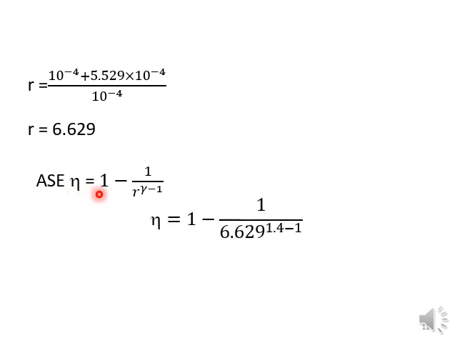Efficiency is equal to 1 minus 1 divided by r power gamma minus 1. So efficiency is equal to 1 minus 1 divided by 6.629 whole power 1.4 minus 1, which is 0.4. So we will get the answer as 0.528. So in terms of percentage, multiplying by 100 is 52.8 percentage.